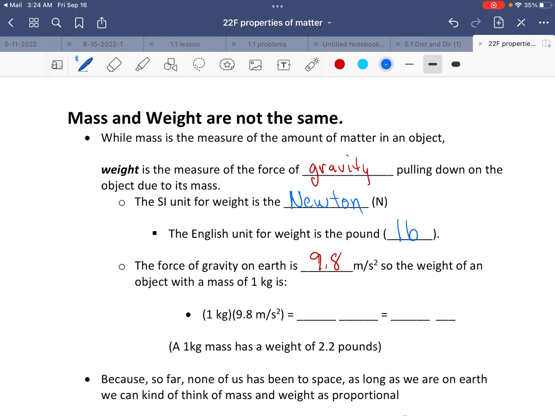Force of gravity on Earth is 9.8 meters per second squared. That's the attraction that the Earth has for objects. So the weight of an object with a mass of 1 kilogram would be 1 kilogram times 9.8 meters per second squared, which would be 9.8 kilogram meters per second squared, or 9.8 newtons. That is the Newton.